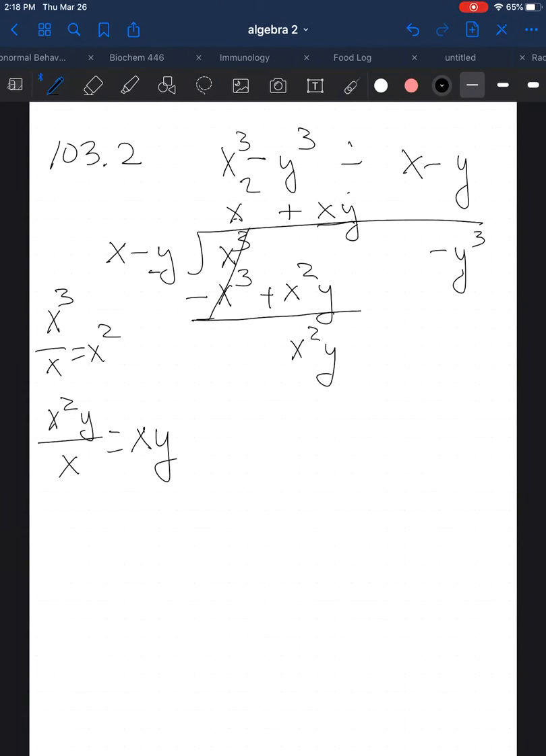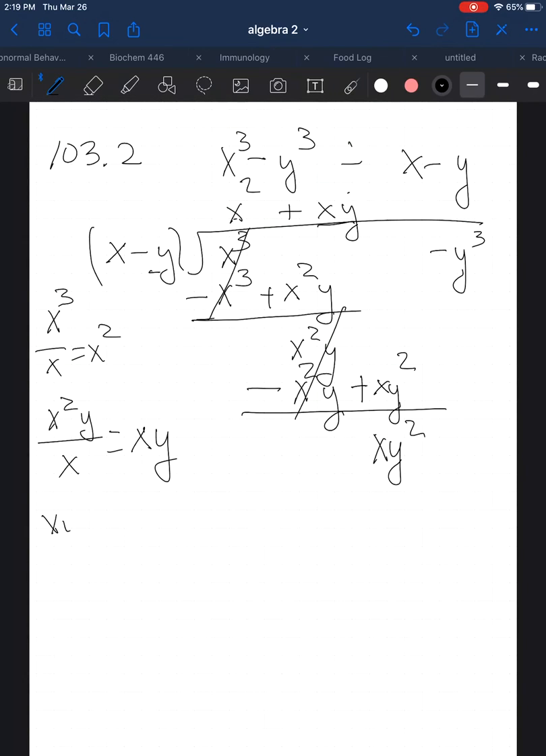And now we take this xy and we multiply it times x minus y. So xy times x is x squared y. xy times negative y is minus xy squared. Draw the line, change the signs. So that cancels. Bring down the xy squared. And let's do it again. xy squared divided by x. That cancels, we get y squared. And yes, it's positive. So plus y squared.